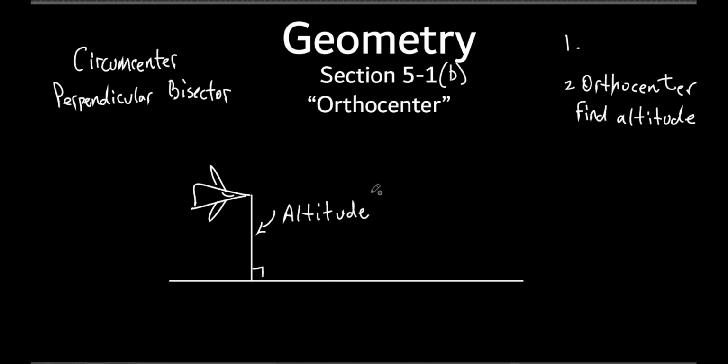Altitude. There we go. So that's the altitude. Everybody got it? You could say straight down. I guess it's okay, but I want a geometry word. Instead of saying straight down, we're going to say perpendicular to the ground. That's the altitude. All right?